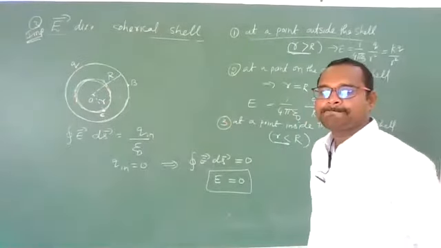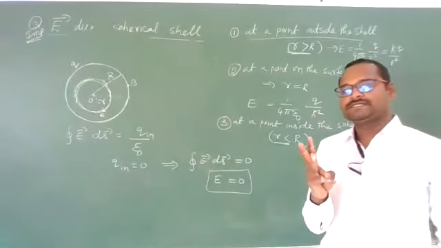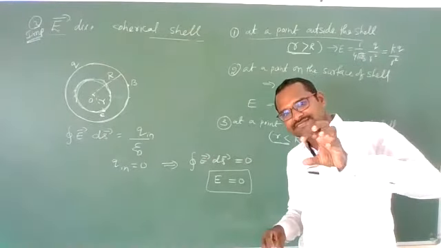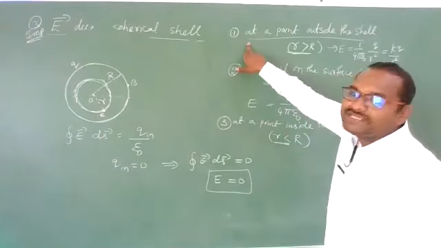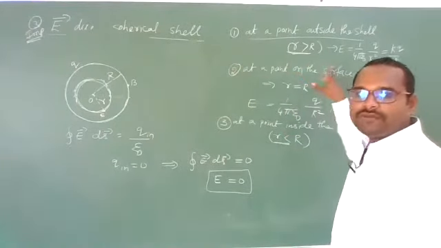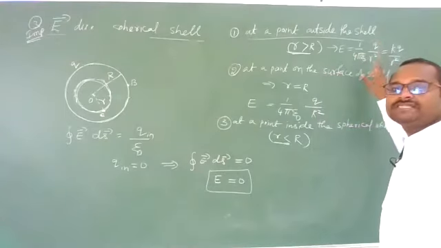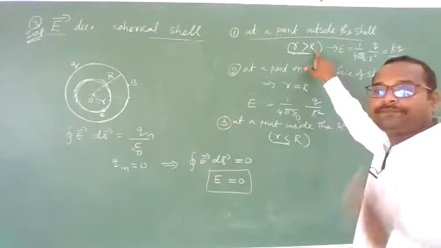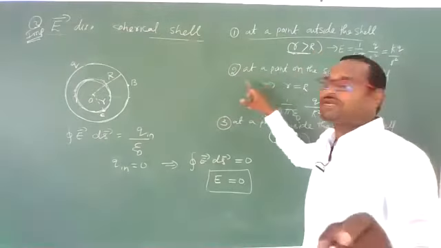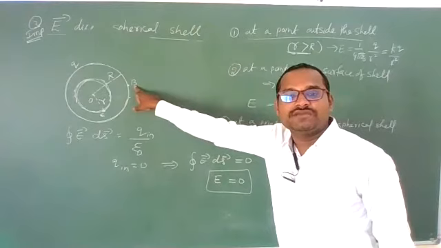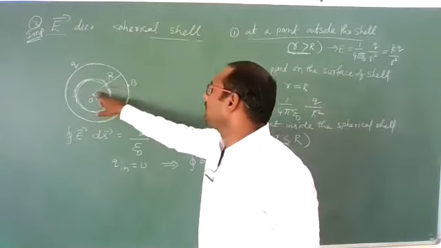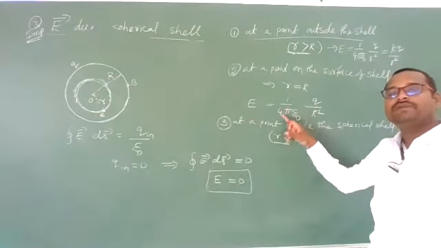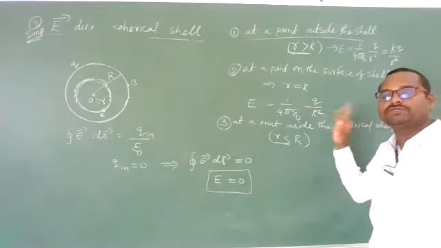Clear, students? So there are 3 points: electric field due to a spherical shell at an outside point, on the surface, and at an inside point. At an outside point, the electric field is 1 by 4 pi epsilon naught q by small r square, where small r is greater than capital R. On the surface of the spherical shell, small r will become capital R, so the electric field will become 1 by 4 pi epsilon naught q by capital R square.